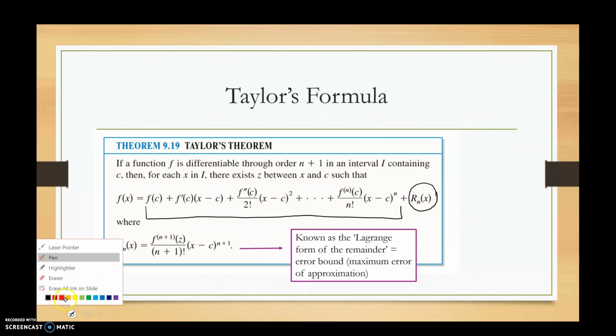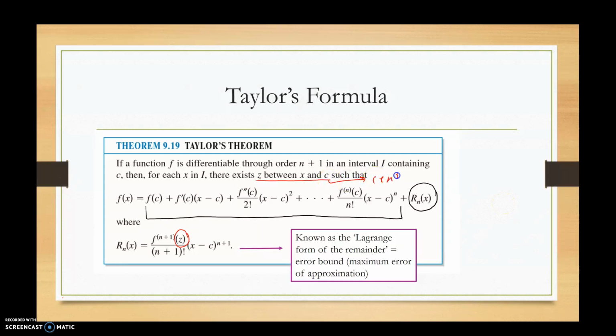Let's talk about this z here. So you're told that z is some value. There exists z between x and c. Okay, so z, what's c? C is our center. And x would be the value that we're actually approximating. So in the previous example, or in the first example, x would have been 0.1, the center was at 0. So what does that mean? Z is going to be some value between those two numbers.